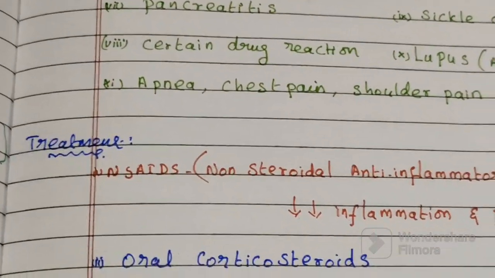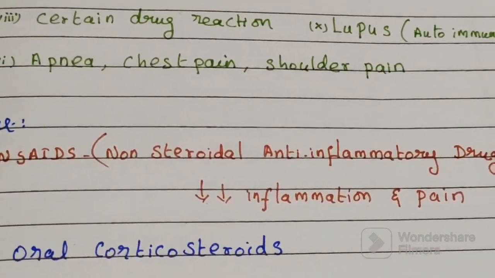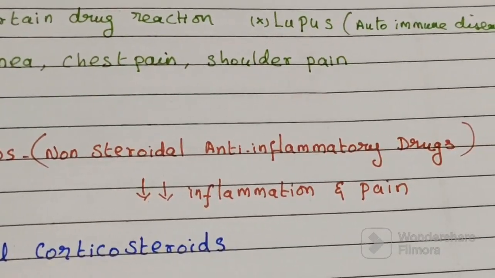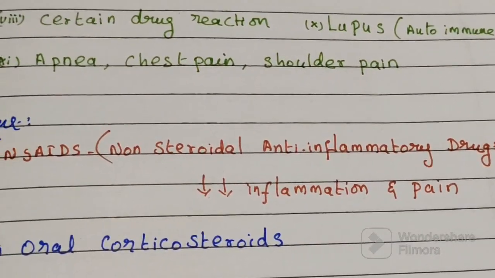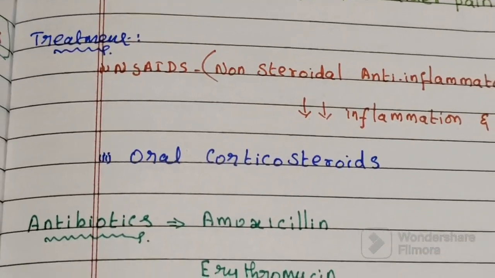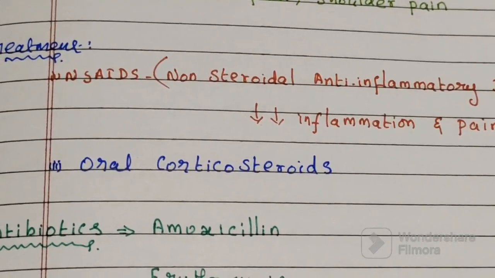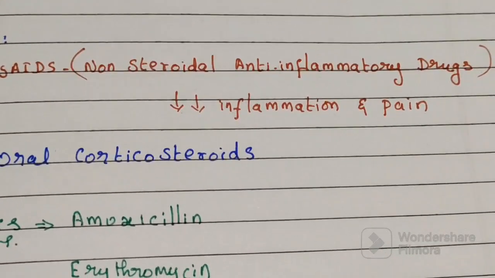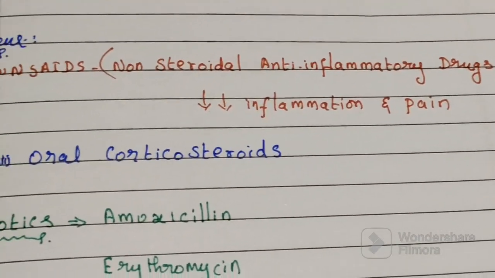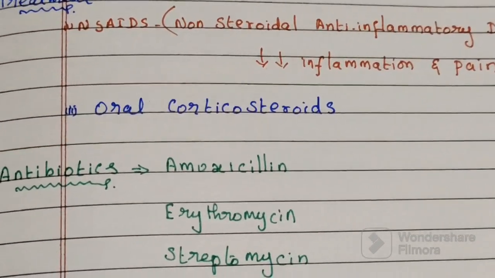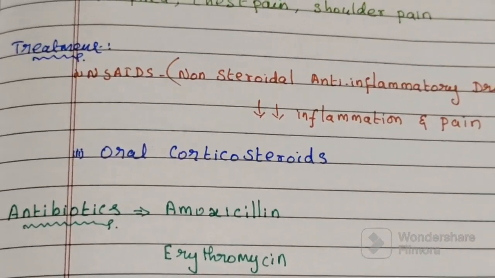Next, treatment. NSAIDs, non-steroidal anti-inflammatory drugs, are given; they decrease inflammation as well as pain. Oral corticosteroids are also given. Then antibiotics such as amoxicillin, erythromycin and streptomycin are given. So the treatment decreases inflammation as well as pain, using NSAIDs, oral corticosteroids, and antibiotics like amoxicillin, erythromycin and streptomycin for the treatment of pleuritis.